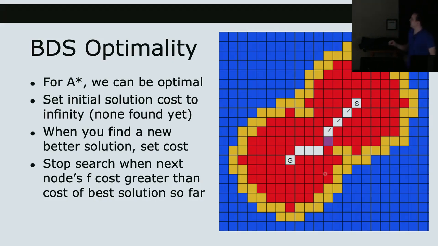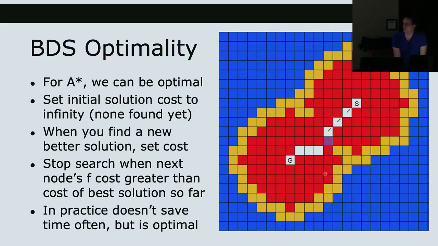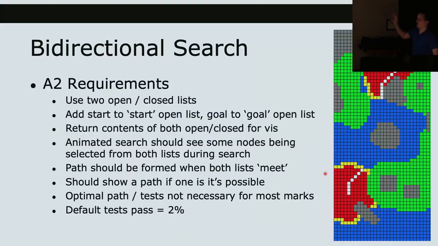Why? Because when the two searches first meet, it's possible that there's actually still a shorter path between the start and the goal on the open list. And that will only be guaranteed to be found when the f cost of one of the nodes that we pull off is greater than the best solution that we found so far. I'm not going to go into the proof of that; I don't have time. In practice, this doesn't save much time over unidirectional search, but it does make it optimal if you do want to be optimal. I know this is a lot of text, but it just means you don't have to worry very much.